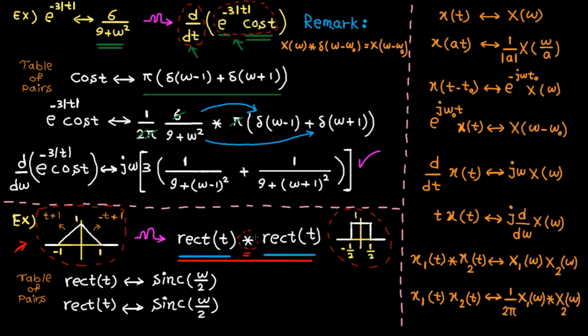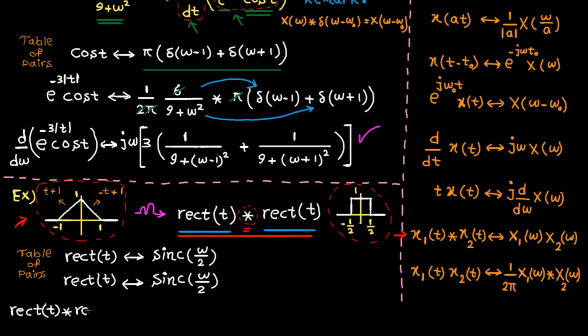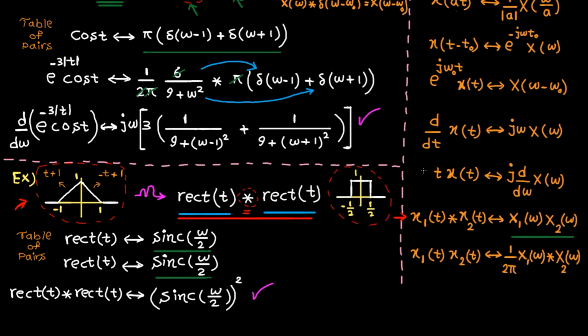Now let's convolve two rectangular functions. Convolution in the time domain is multiplication in the frequency domain. So we get sinc(omega over 2) squared. Done. Next property that I want to cover is the conjugation property.